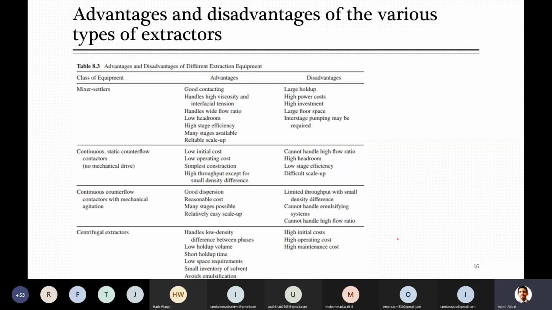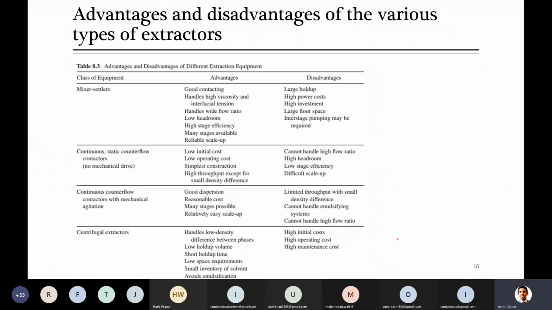So I will just advise you, kindly go through this table, just quickly read it once. It is from your textbook as well, and I will share these slides later. From here you will see that none of these equipment is perfect. Various equipment have various advantages as well as disadvantages.